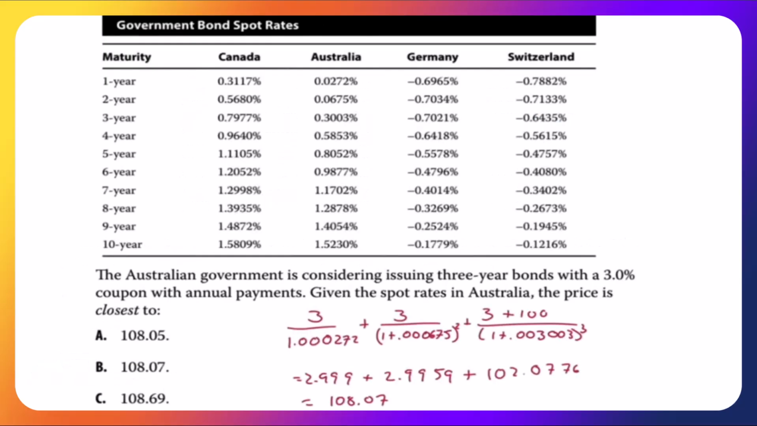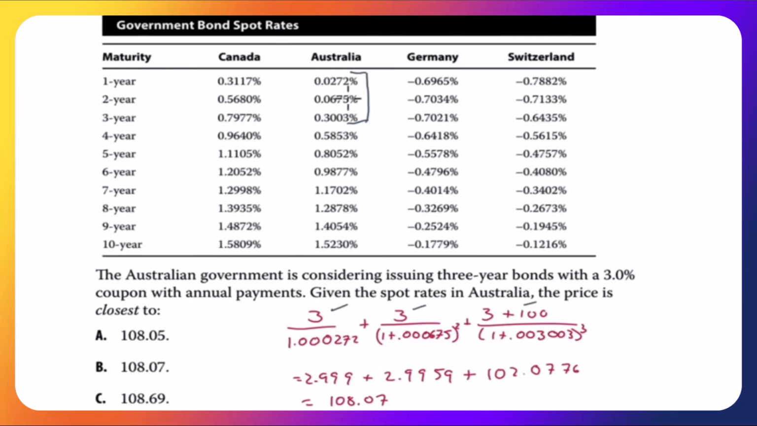The Australian government is considering issuing 3-year bonds with a 3% coupon with annual payments. Given the spot rates in Australia, the price is closest to. We're looking at a 3-year bond, so we need the first 3 spot rates. They're almost 0. Look how close they are to 0, right? So our numerators are 3, 3, and 103, because it's a 3-year bond.